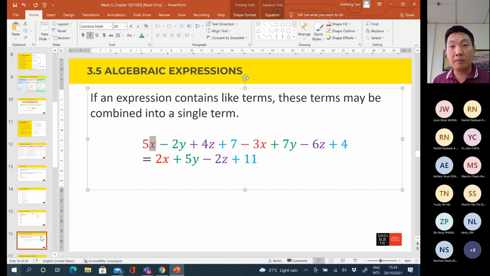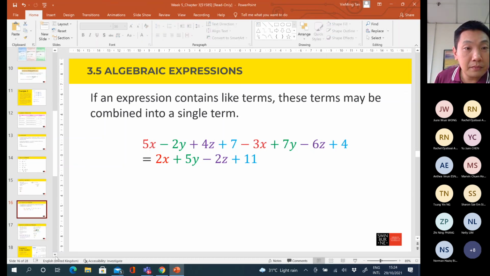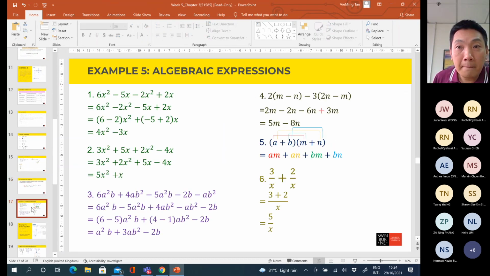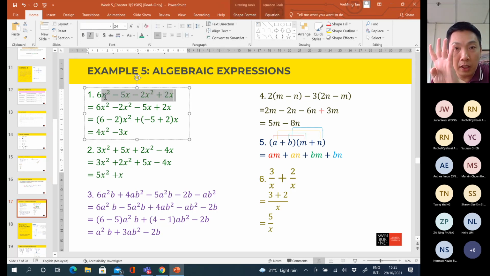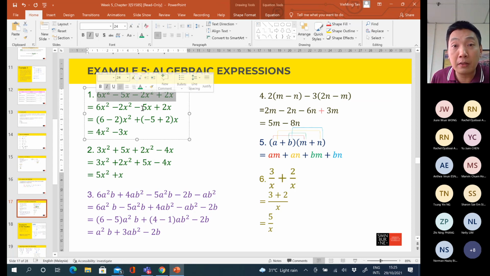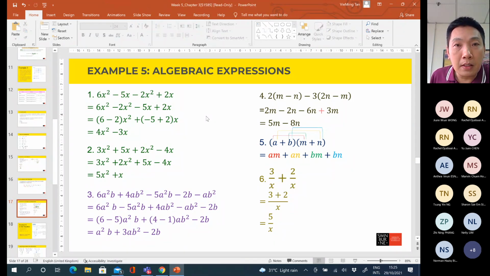Okay, let us try example. Question number 1. So this question is 6x power 2 minus 5x minus 2x power 2 plus 2x. So there are 4 terms for this expression. And what are the species that you can identify? We have what type of species? X power 2 and also x power 1. This is x power 2. This is x power 1.